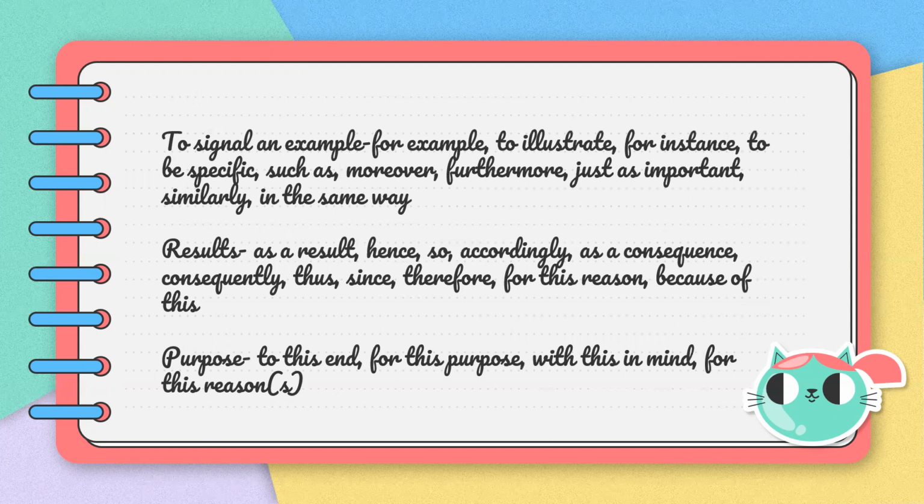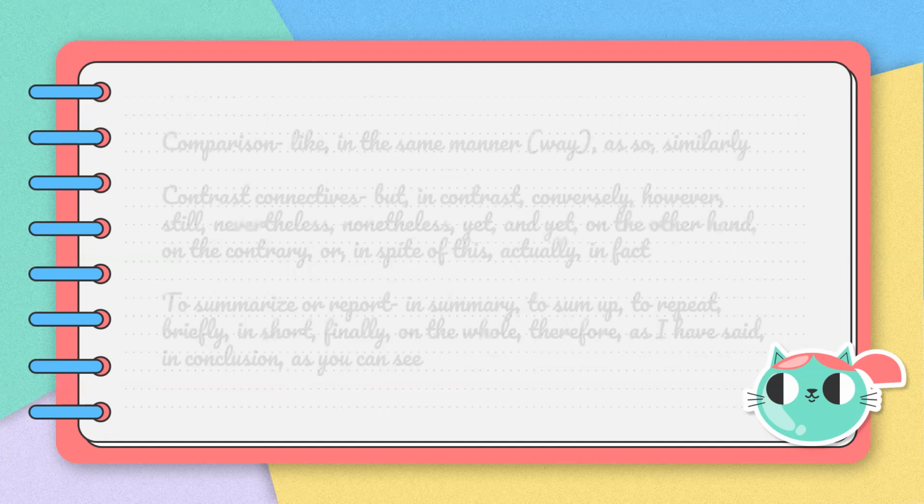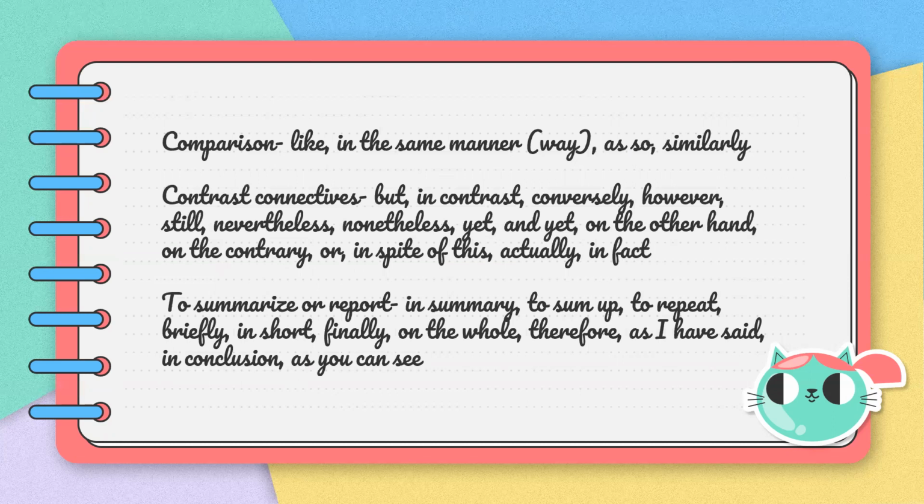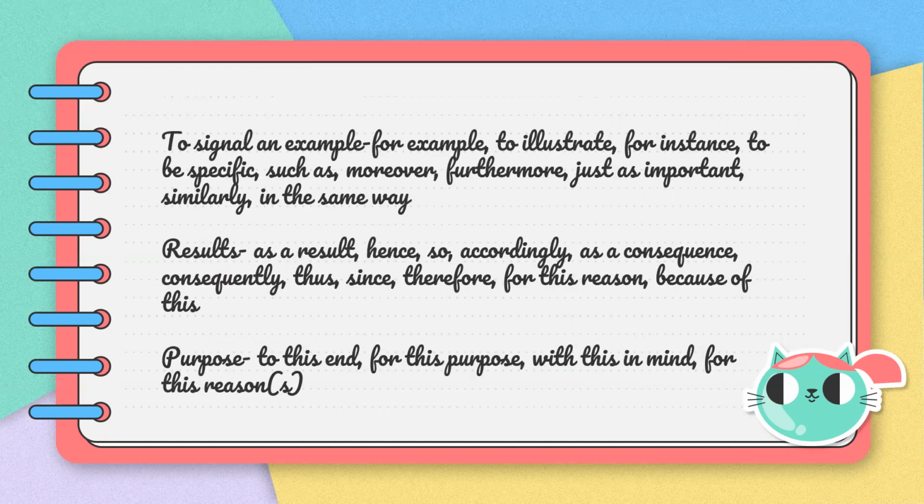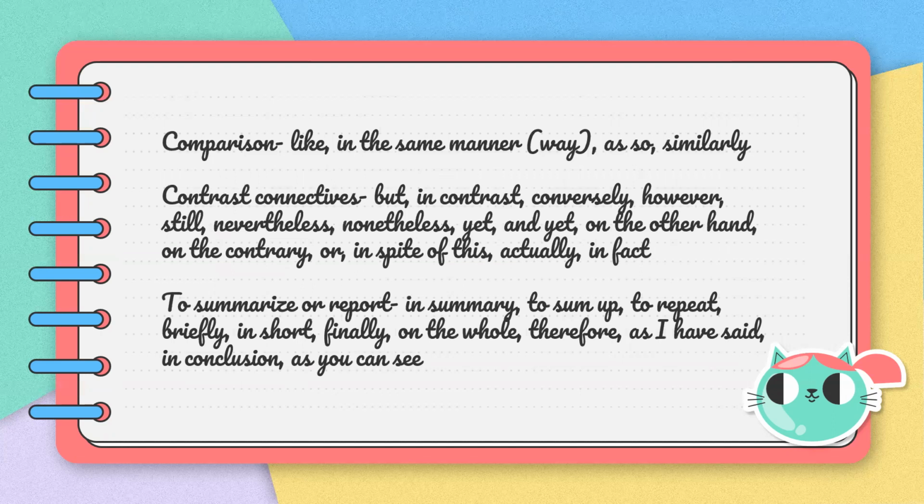Results: as a result, hence, so, accordingly, as a consequence, consequently. All these are connectives that help to indicate that you are talking about a consequence, or some result, or you're concluding something. Then purpose: to this end, for this purpose, with this in mind, for this reason. All these are connectives that indicate the purpose. And then we have connectives like comparison: in the same manner, similarly. Then contrast connectives: but, in contrast, conversely, however. All these are words that help in indicating the contrast of a particular idea.